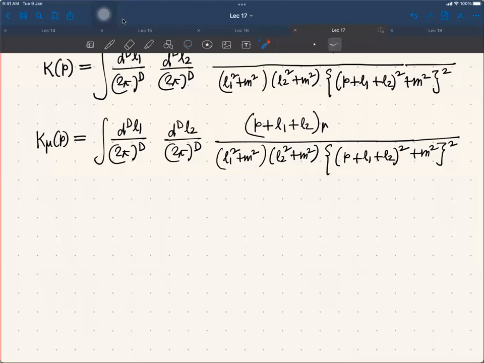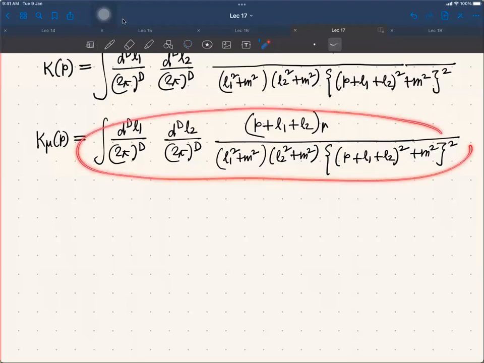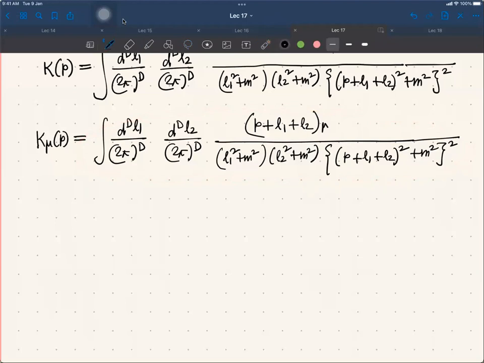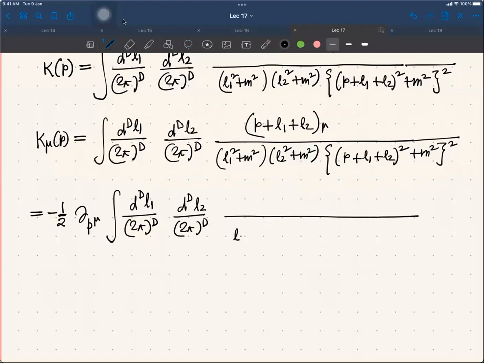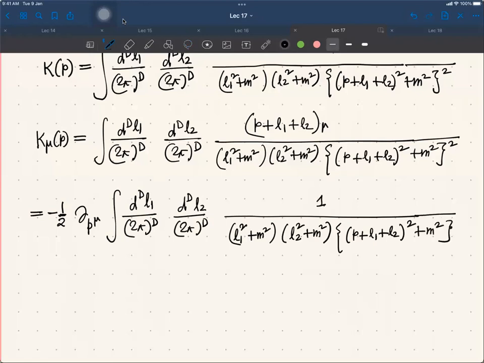Now the same expression can alternatively be written as minus half del p mu of another integral, d^d L1 over 2 pi to the power d, d^d L2 over 2 pi to the power d, times L1 square plus m square, L2 square plus m square, plus L1 plus L2 plus m square. Okay.